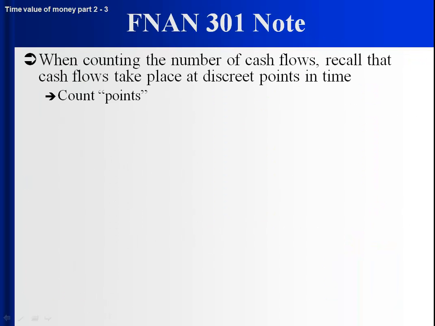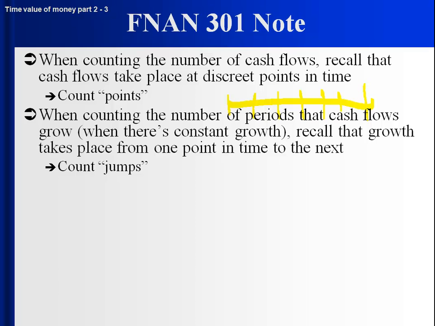So another little guidance. When you're counting the number of cash flows, remember that cash flows take place at discrete points in time. So if we have a timeline, each of those notches is a point, and you count those. If you're counting the number of periods that cash flows grow, so you start with something and it grows the next period, the next period, the next period, growth takes place from one point to another. So you've got some cash flow here, and then it'll grow once, twice, 3 times. You can count jumps.